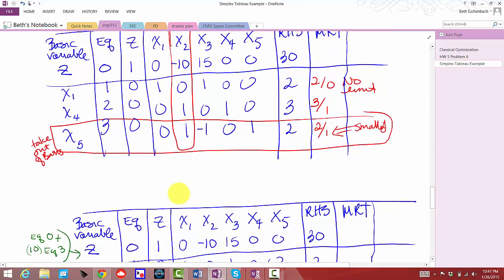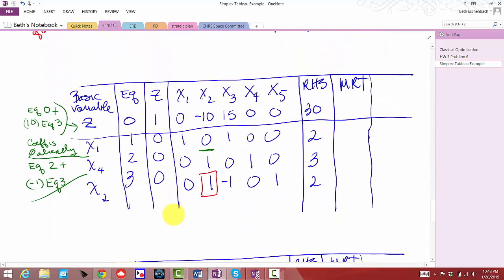Now I still need to do my elementary row operations, to clean things up. And so I need to make sure that I have zeros everywhere above this pivot point that I have boxed in red. So let's look at the Z row. I have a negative 10 there. What can I do to equation 3 to help me get rid of that negative 10? I'll take equation 0 and add 10 times equation 3, and I'll be good to go.